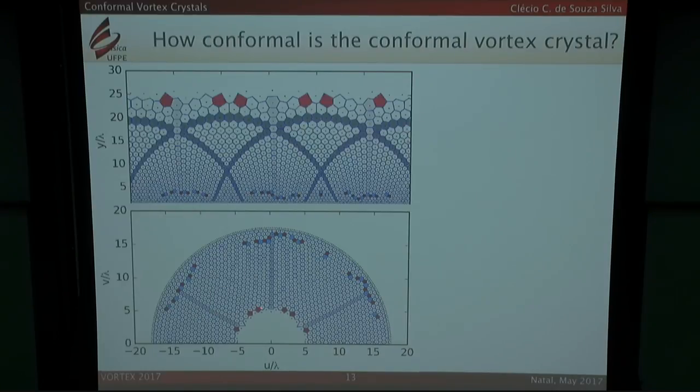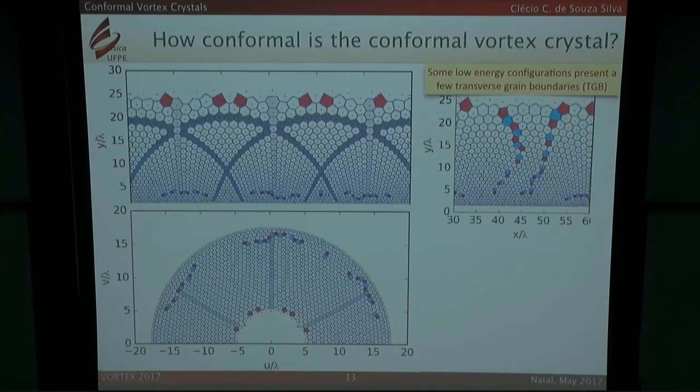So there is some deformation here. I will explain it a little bit later. Not all configurations are single crystal like this one. This is a single conformal crystal, okay? But some configurations have this kind of twin boundary.